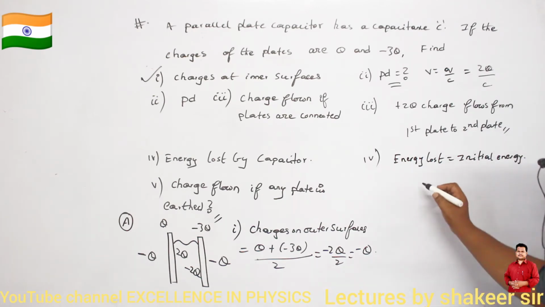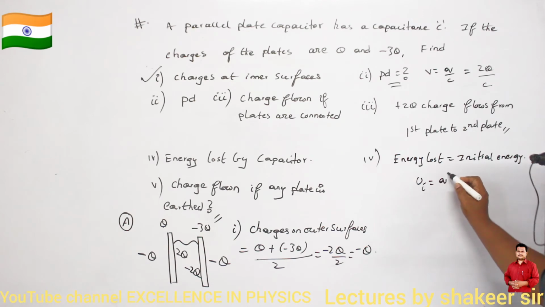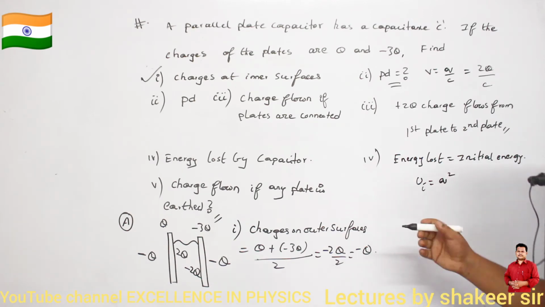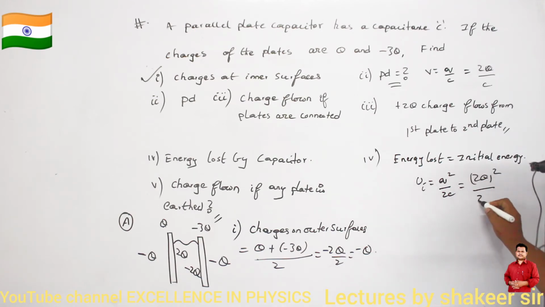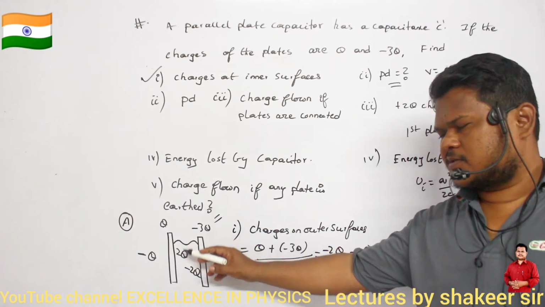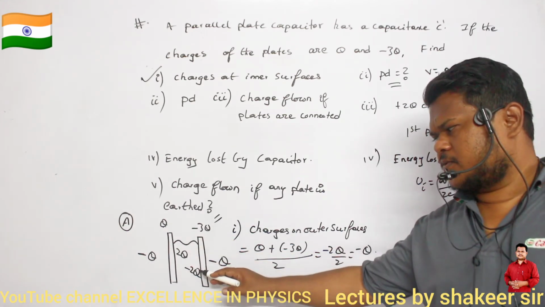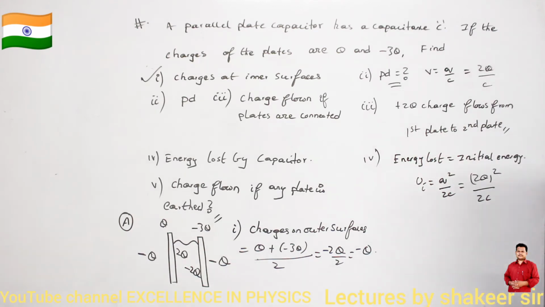So what is the initial energy? Initial energy is q square divided by 2c. What was the initial charge? 2q, so (2q) whole square divided by 2c. The initial charge which was present on each plate was plus 2q here and minus 2q here. Are you able to understand?